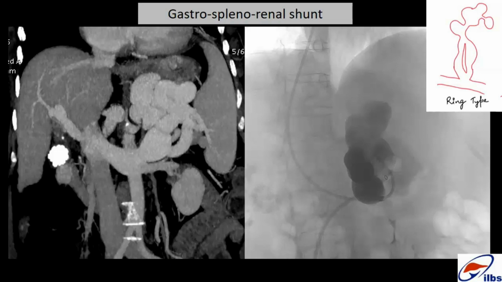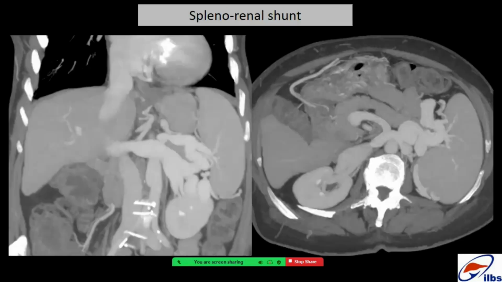Then you may have a ring type. Here you can see there are two veins forming, one here, one here. For this, you may require two accesses, maybe from the jugular side and the femoral side. Here we took one access from the jugular, one from the femoral, and the ring type has been closed. These are some of the initial cases which we did way back. Then we have another splenorenal shunt where the shunt is distal in the renal vein, and the adrenal and gonadal veins are separate.